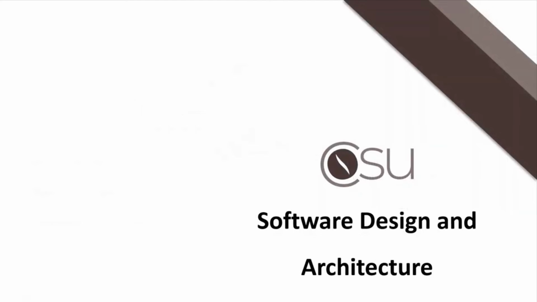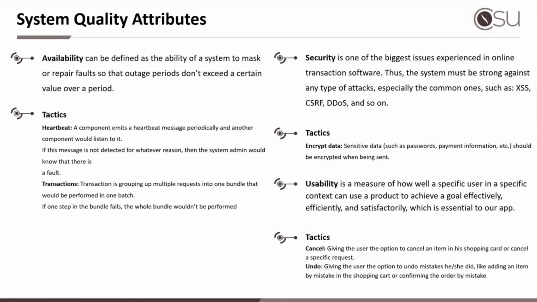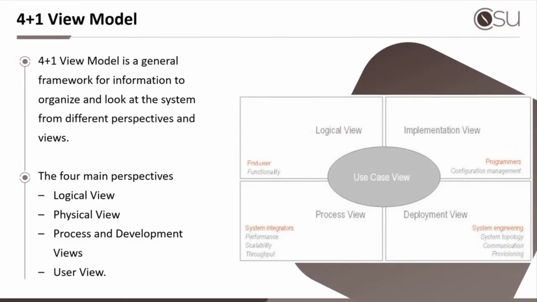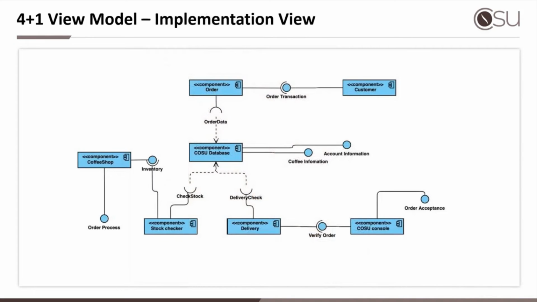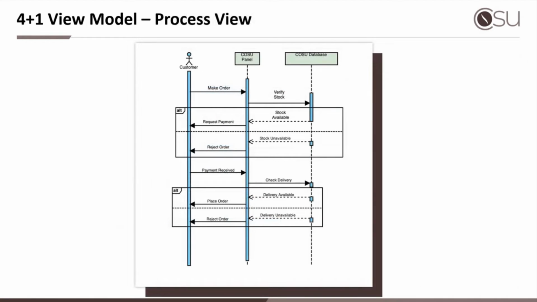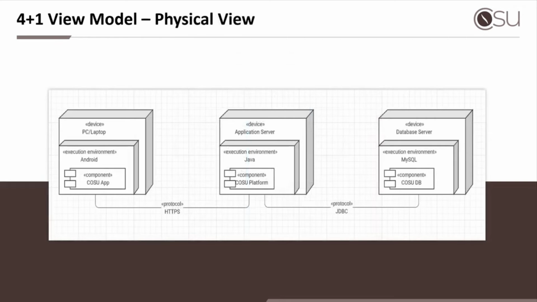For the design and architecture phase, our main quality attributes we focused on were the availability, security, and usability, along with their tactics. We'll be following the 4+1 view model to look at the different displays of the system. We'll use a use case diagram for the user view, component diagram for the implementation view, sequence diagram for the process view, and a deployment diagram for the physical view.